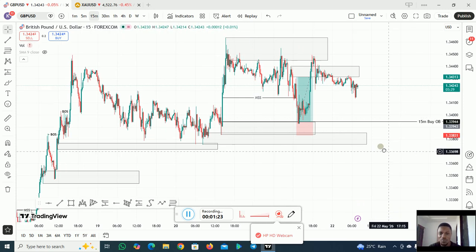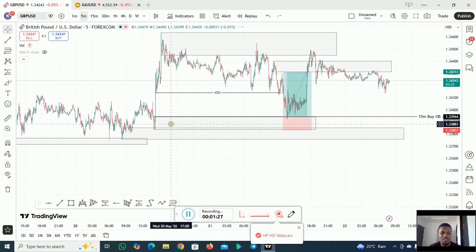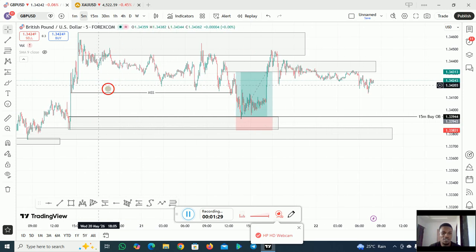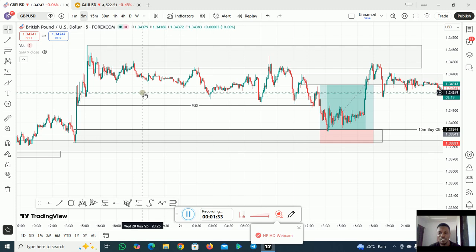So we're on 15 minutes. If we go down to our 5 minutes, you can see price already made a market shift for ourselves. This was the last low that came to break structure. You guys can see there was a break of structure here, and also here there was a break of structure. So we already have a market structure shift.